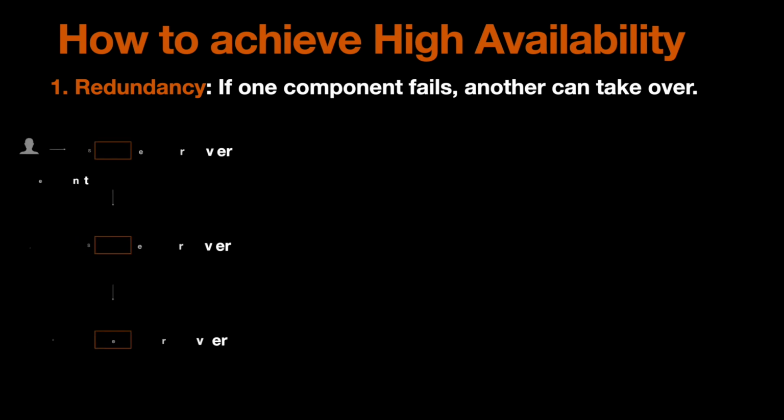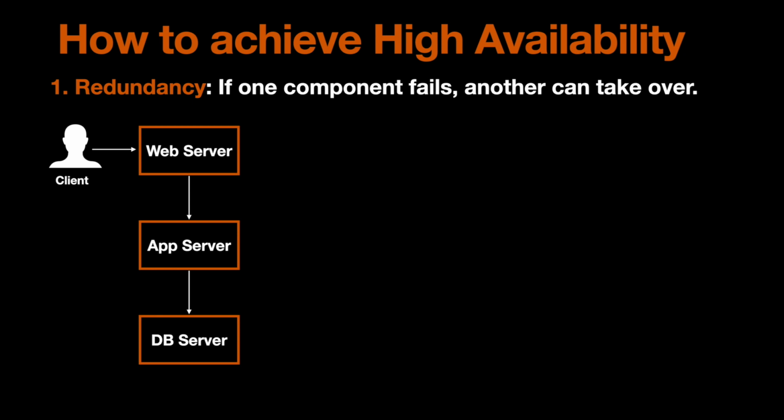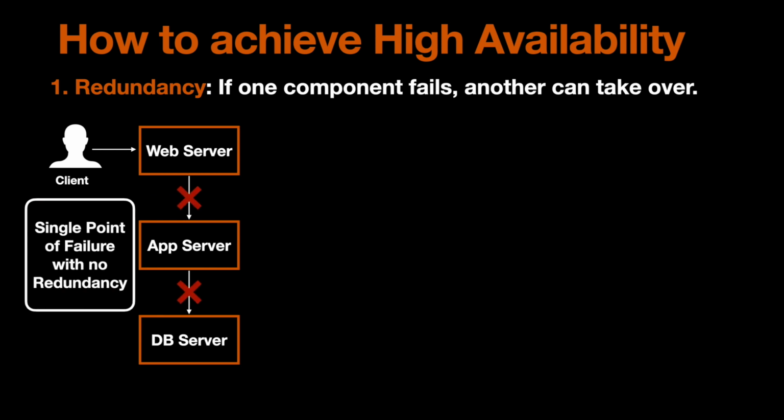Let's think about this scenario where a customer is calling our web server, then the web server is communicating to our app server, and the app server is talking to our DB server. So now we have an opportunity for a single point of failure everywhere, right? If one of the servers goes down, our service won't work. How can we overcome this?